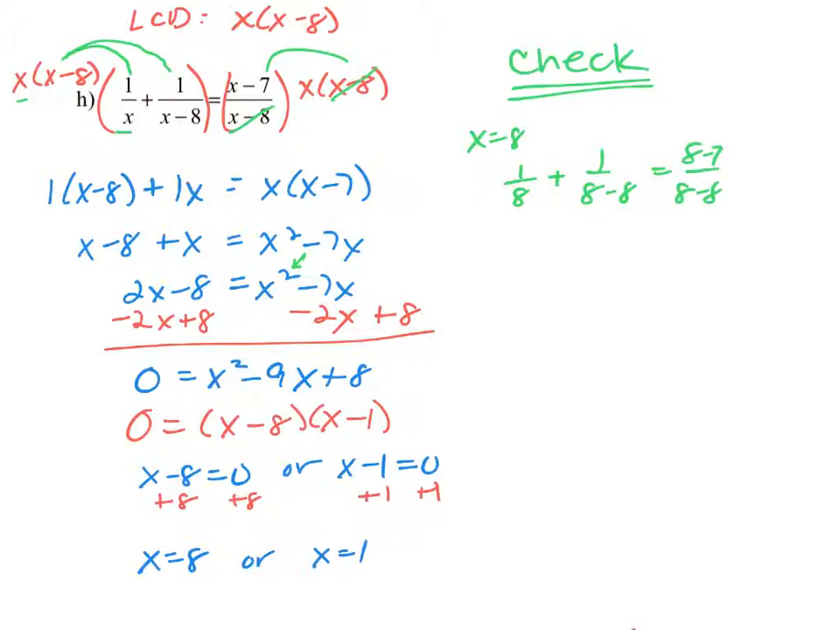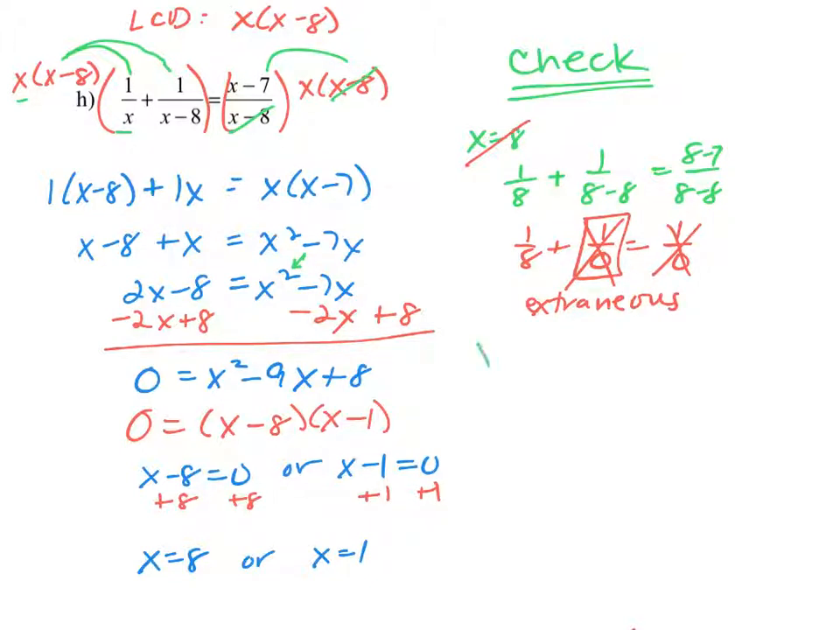Now again, we have this problem. We have 1 over 8 plus 1 over 0 equals 1 over 0. You cannot divide by 0. So x equals 8 is not a solution. That is an extraneous solution.